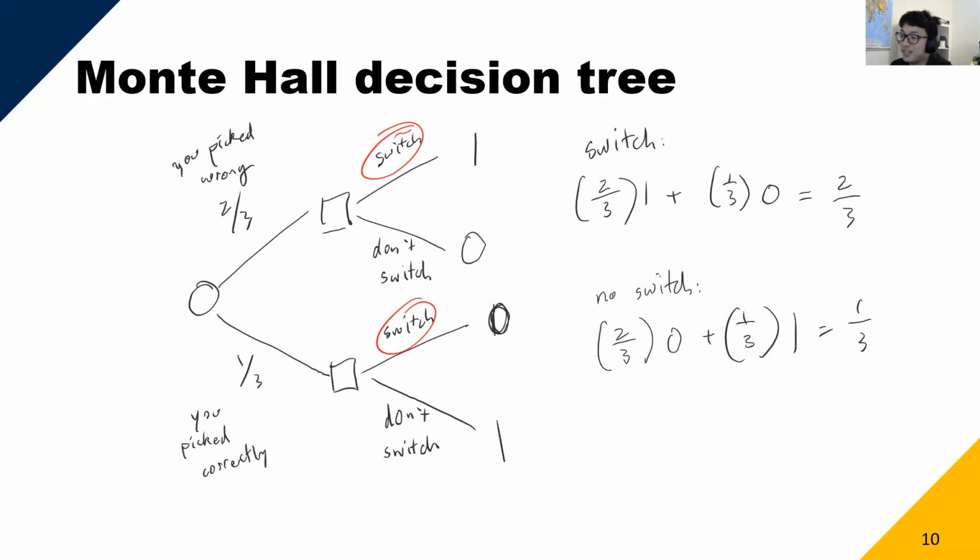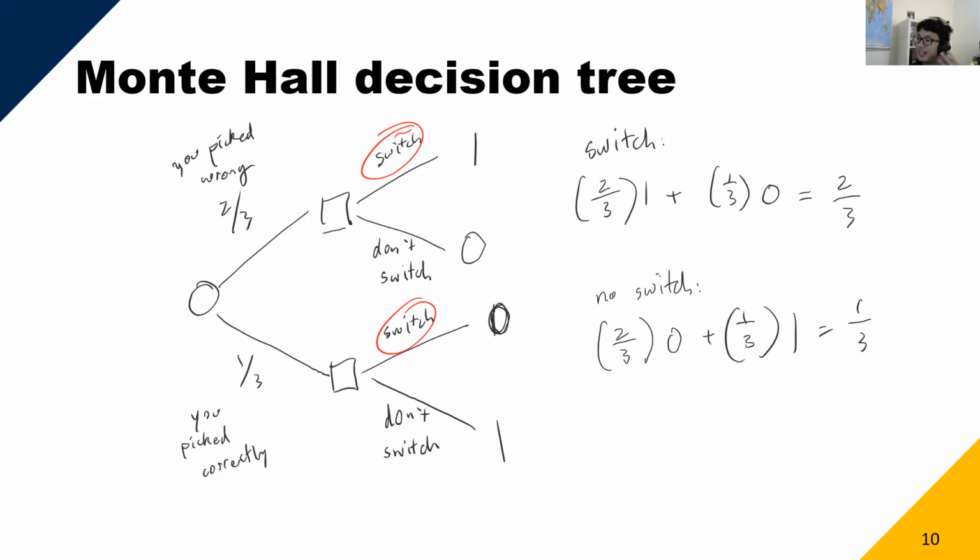And so this goes back to Francisco's question earlier about how would I know the probability. In this particular type of problem, you can figure out the probabilities. And hopefully here we can very clearly and easily see in this decision tree that the switching decision gives you a bigger payout than not switching. If you switch, you'll win two-thirds of the time. If you don't switch, you'll only win one-third of the time.